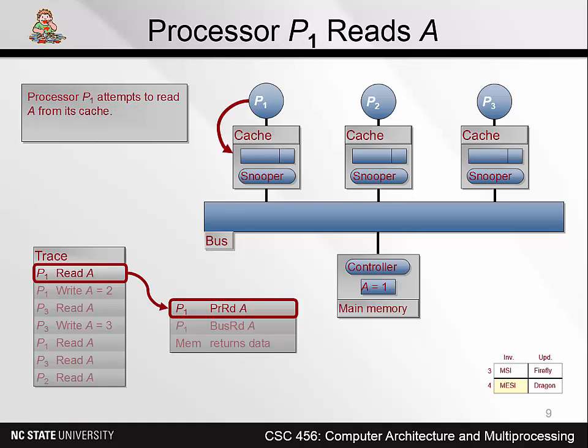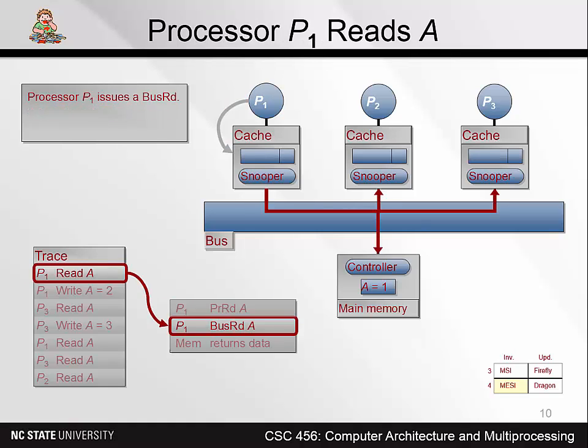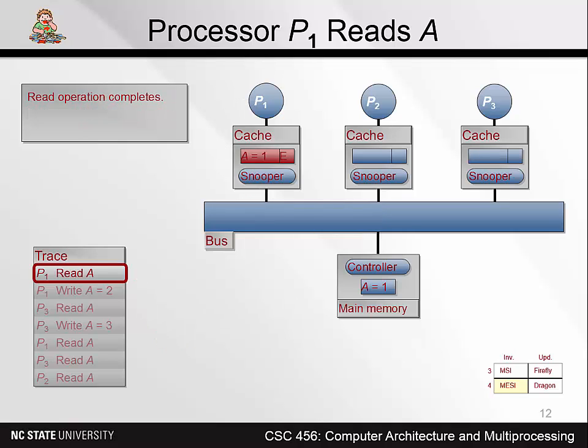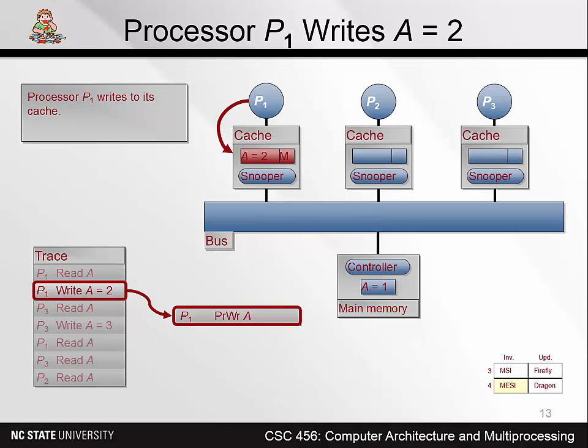Processor P1 reads A, but A is not yet cached. This induces a bus read transaction. The memory controller responds with a block. The block reaches P1's cache. The state of the line is set to E since the line has not been modified and is not held in any other cache. This completes the read operation.